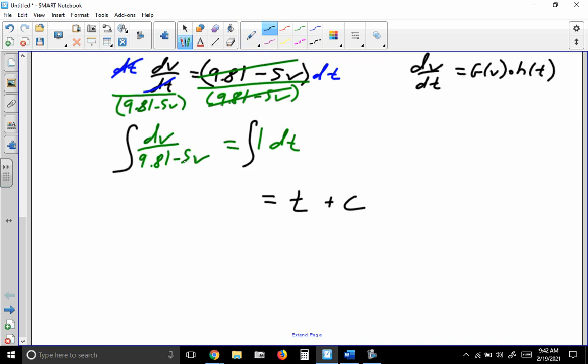If the left side is going to be du over u, for that to be u, then du would be negative 5 dv. So we would need to pick up a negative 5 on top and a negative 5 on bottom. So now the top is just the derivative of the bottom. That's going to leave us negative 1/5 out front. And when we integrate du over u, that's natural log absolute value of u.